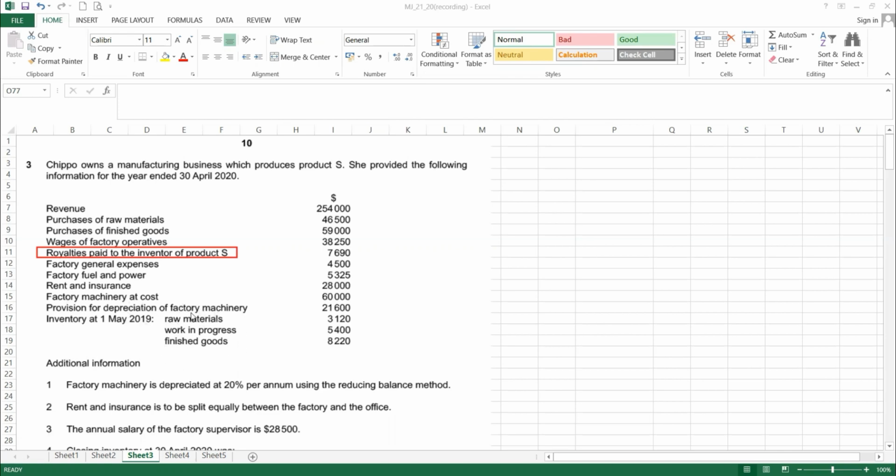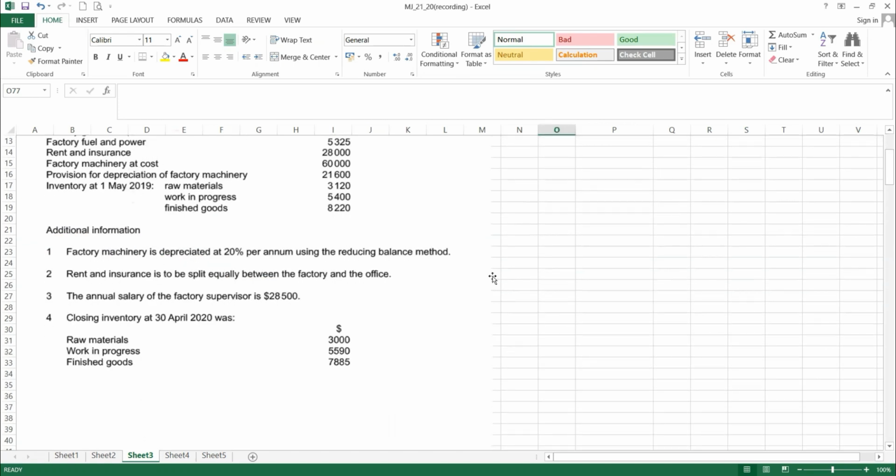We have three types of inventory at the beginning of the year: raw material, work in progress, and finished goods. Okay, see what adjustments they ask for and do the adjustment calculations. Factory machinery is depreciated at 20%. So number one is calculating the depreciation of factory machinery.